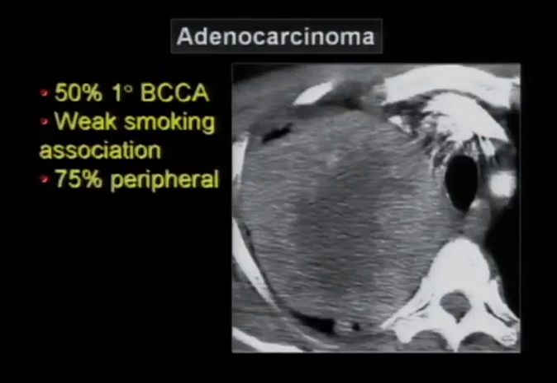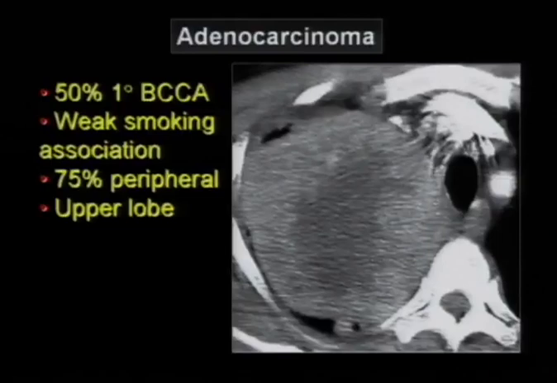Most of them are peripheral. The vast majority are peripheral, manifesting as solitary nodules or masses. They tend to occur a little bit more in the upper lobe, at least in large surgical series, but you really can't rely on that too much. They could occur anywhere.